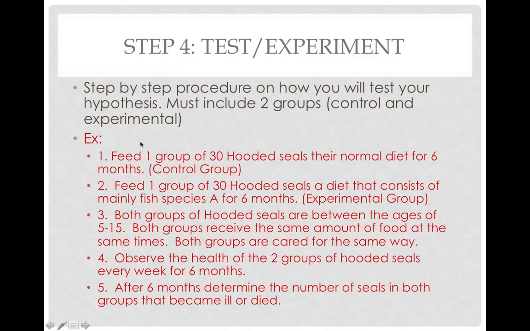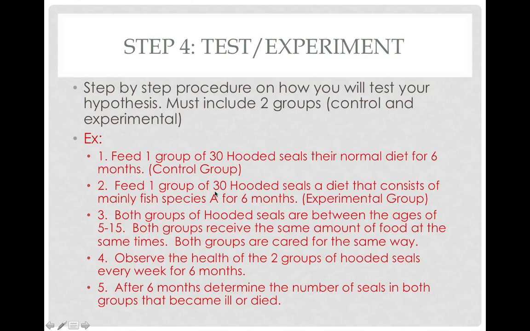So you'll probably understand here in just a minute. So here's my step-by-step procedure on how I would set up this test and experiment. Step 1, feed one group of 30 hooded seals their normal diet for 6 months. This is going to be my control group. It's going to be 30 hooded seals that get their normal diet and in certain situations, certain conditions.